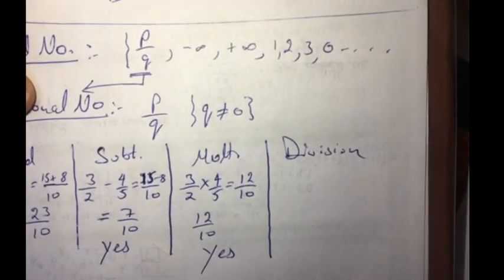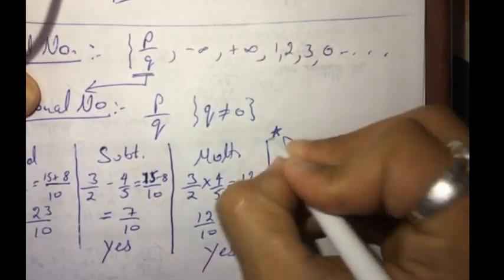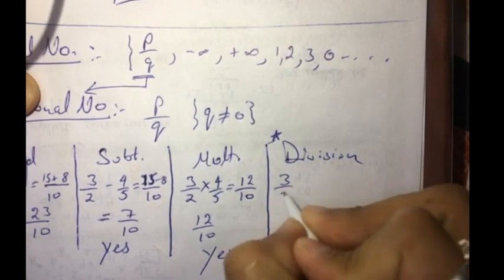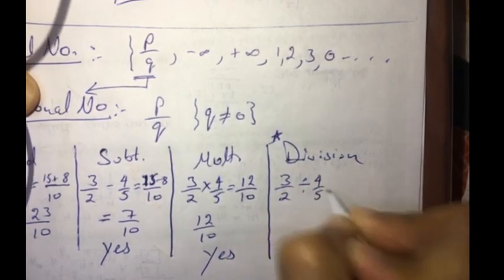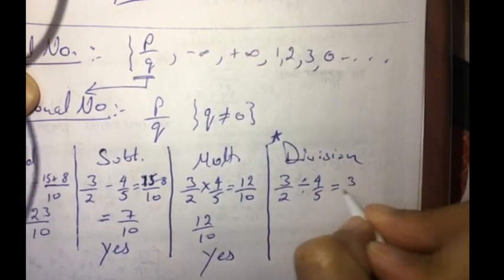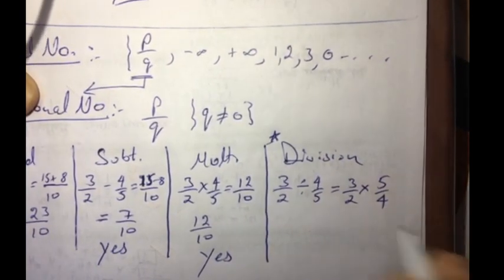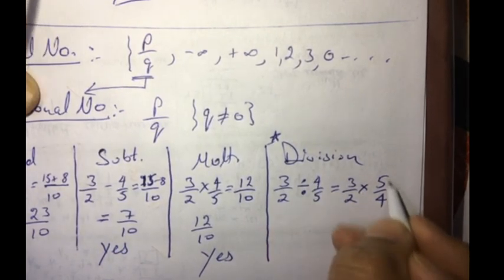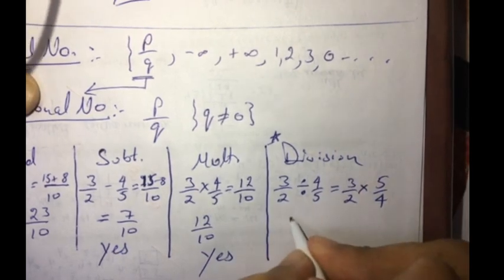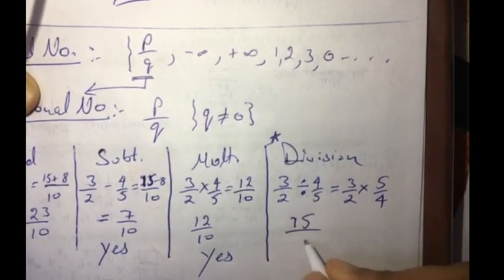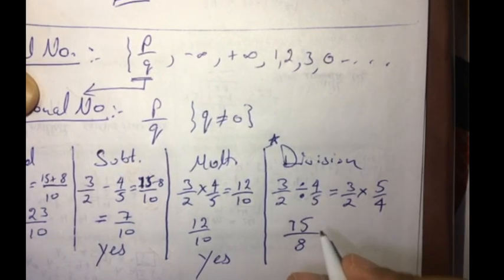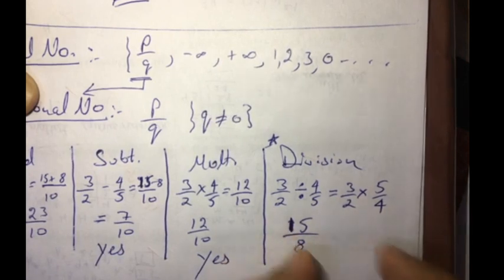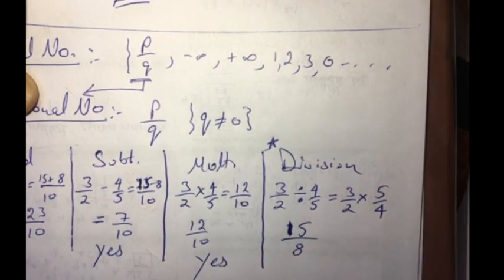Now we will check it for division. It is important. Why? I'll get back to you. If we divide 3 by 2 divided by 4 by 5, we'll get 3 by 2 into 5 by 4. We can change the division sign into multiplication and invert the ratio. It will become 15 upon 8. This is a rational form. So by looking at this, we can say yes, division also works.